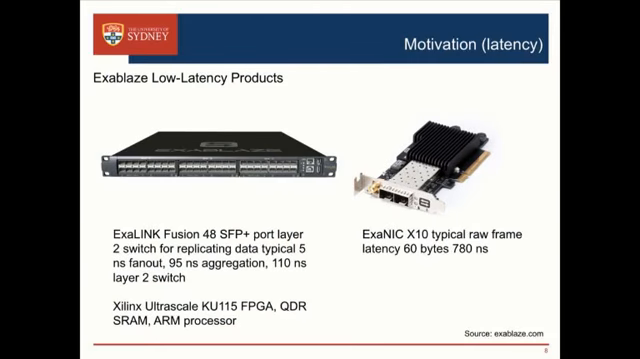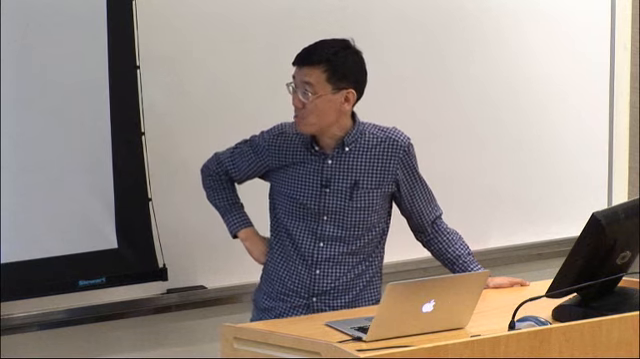So Exablaze makes low latency commercial trading platforms. This switch on the left is a 48-port switch. One thing you want to do in a low latency application is take your market data and make many copies of it for different machines to use. Their switch, called the Exalink Fusion, has 5 nanosecond fan out for that application. If it operates as a layer 2 switch, it can do it in 110 nanoseconds.